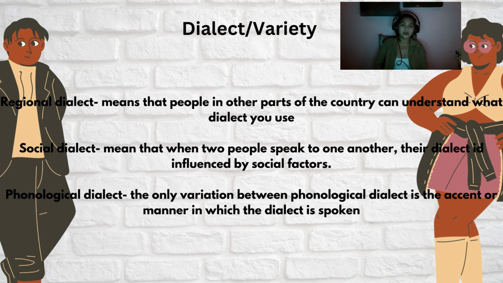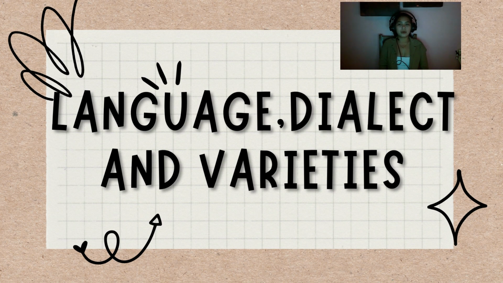Dialect. According to Mr. Hanke, dialect has three types. The first one is regional dialect, the second one is social dialect, and the third one is phonological dialect. So what is regional dialect? It means that people in other parts of the country can understand what dialect you use. And social dialect means that when two people speak to one another, their dialect is influenced by social factors. Phonological dialect means that the only variation is the accent and the manner in which a dialect is spoken. So let's proceed to Mr. Kumar's argument about language, dialect, and varieties.